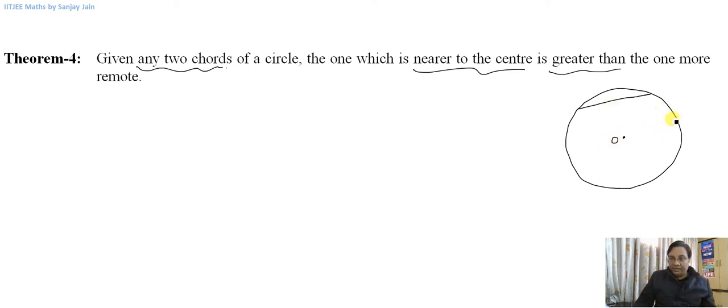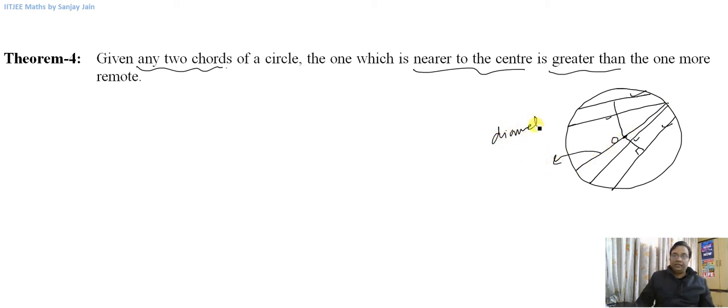So if I take any other chord which is nearer to this center, that means this distance here is lesser than this distance, so this chord will be greater than this chord in length. So as I approach near the center, I'll have larger chords. So what will be the largest chord? That will definitely be the diameter. So diameter is the largest chord that I have in any given circle.